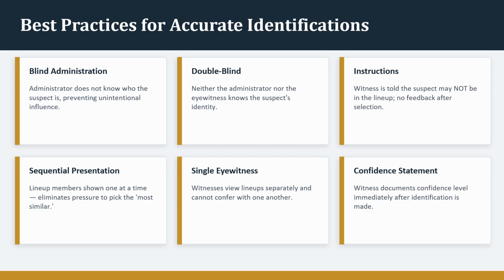Fourth is sequential presentation, as opposed to simultaneous. In a traditional simultaneous lineup, all 6 participants are shown to the witness at the same time. In a sequential lineup, they're shown one at a time, and the witness must decide about each person before seeing the next. The theory is that simultaneous lineups encourage witnesses to make a relative judgment.